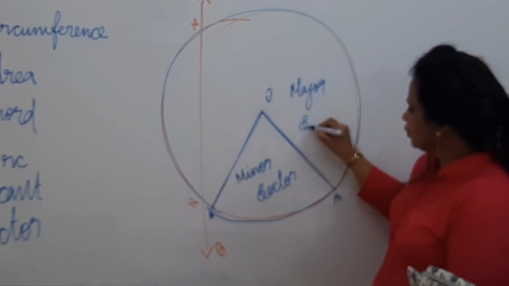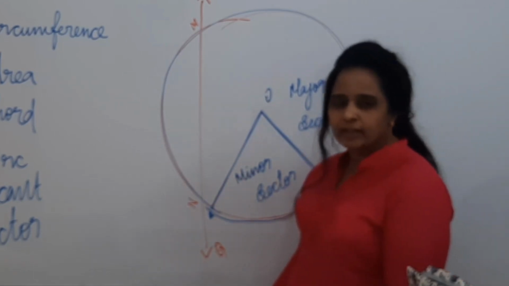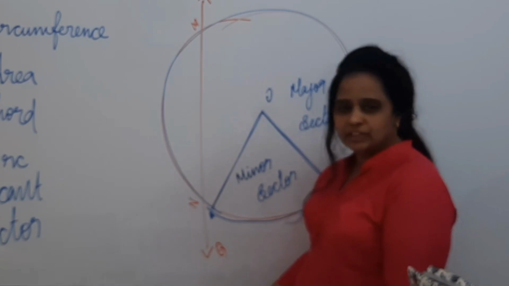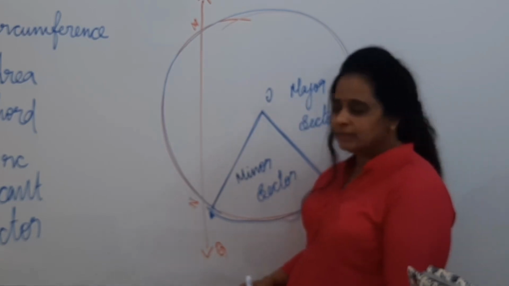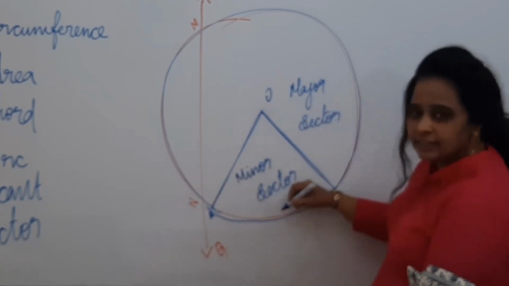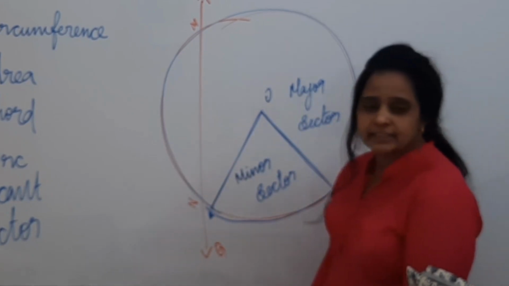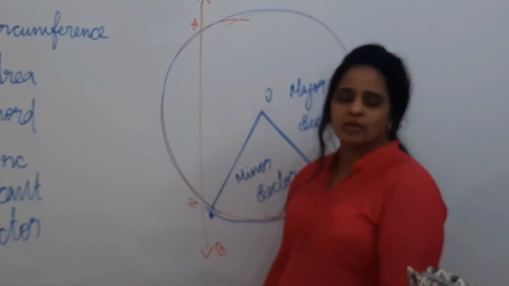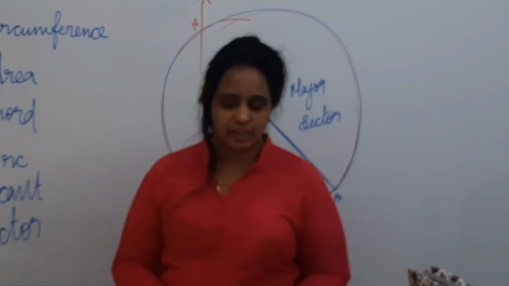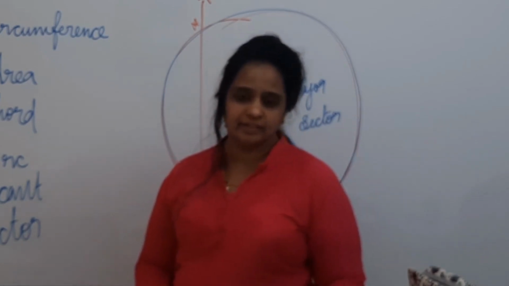Children, you must have noticed we do not have the terms small, big, smaller or bigger in circles. We have major segment, minor segment, major arc, minor arc, minor sector and major sector. Hope you understand all these basic concepts in circle. Now we are entering into the chapter. Hope everyone is ready for the chapter.